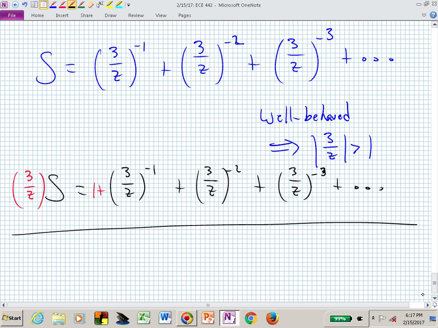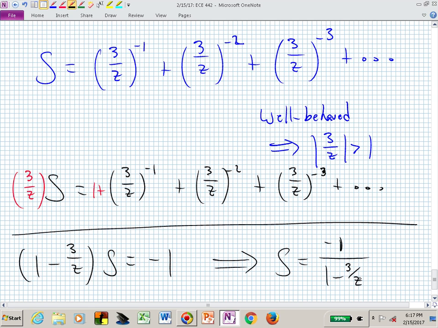But now do you see what I'm trying to obtain? If I now compare or subtract the bottom from the top, I end up with 1 minus 3 over z to the s is equal to minus 1. Or now s is equal to minus 1 over 1 minus 3 over z. And if I multiply by 1, a nice one, which is z over z, I end up with minus z over z minus 3.